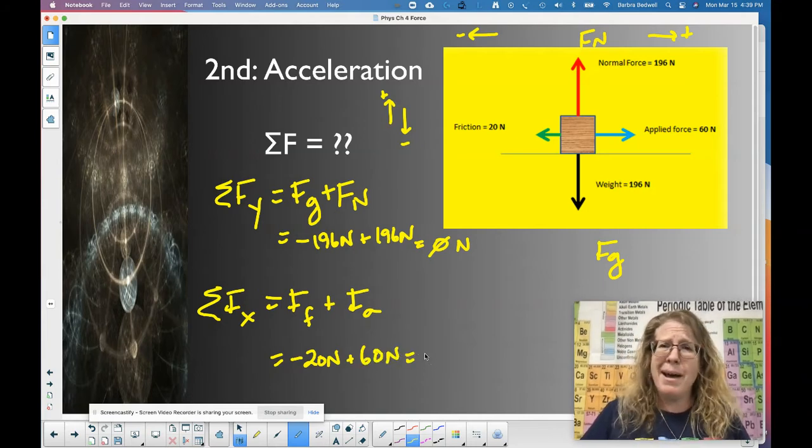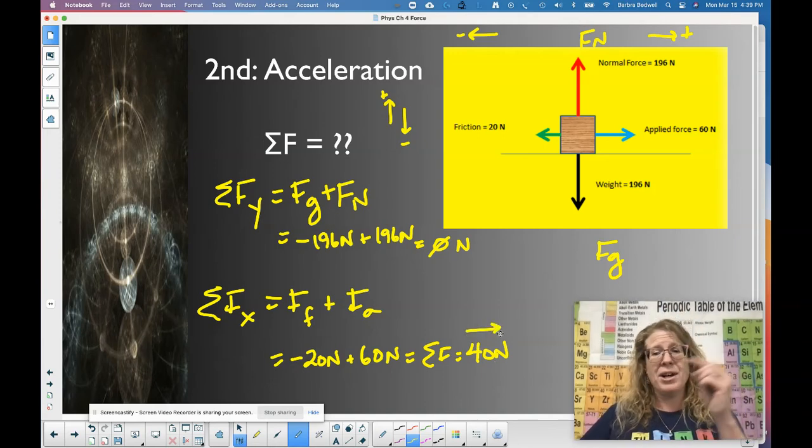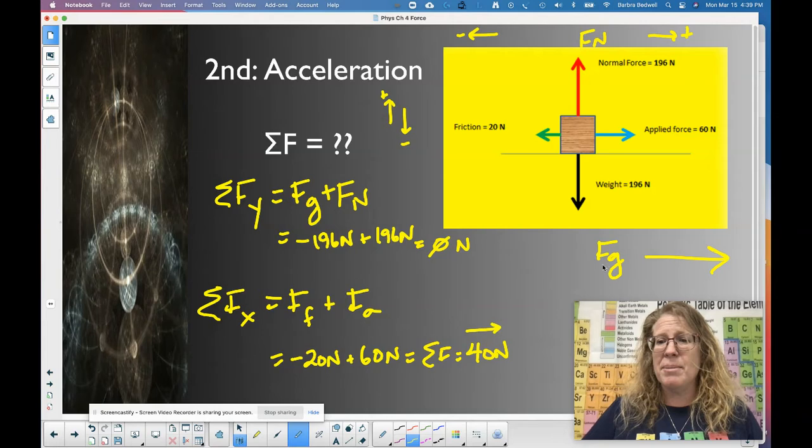So again, math on this, not super hard. Our net force here is equal to 40 newtons. And it's positive, which means that the 40 newtons net direction is to the right on the screen. So we know our object is going to be accelerating. This direction is going to be the net force.